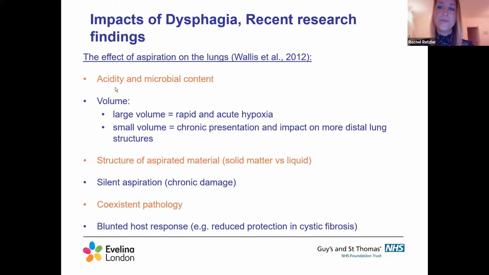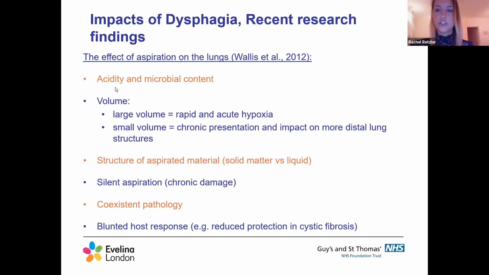The volume and type of aspirated material is also important to keep in mind regarding aspiration and the impact on lung health. Large volumes of aspiration, which was identified as more than 0.8 ml per kg, are associated with rapid and acute hypoxia. Small volume aspirations, such as microaspirations, may cause a more chronic and insidious presentation and impact on more distal lung structures. However, it still is impacting on the lung structures.